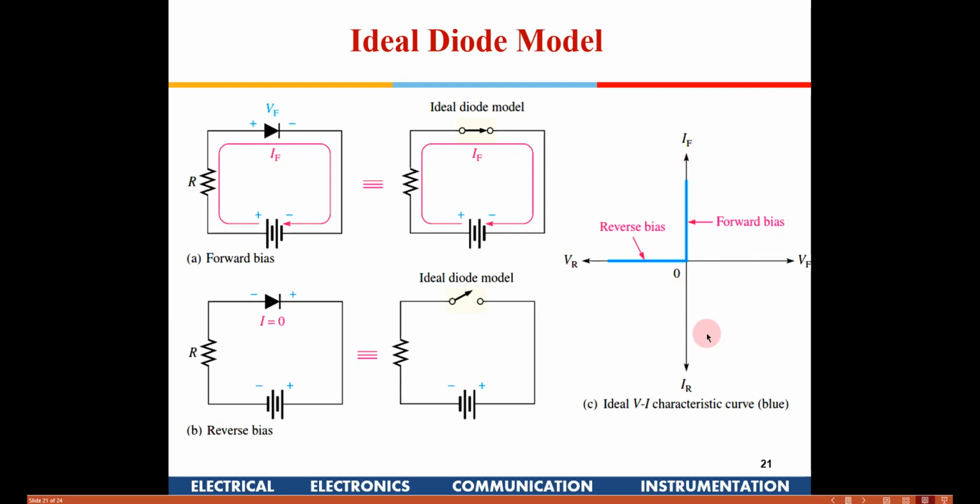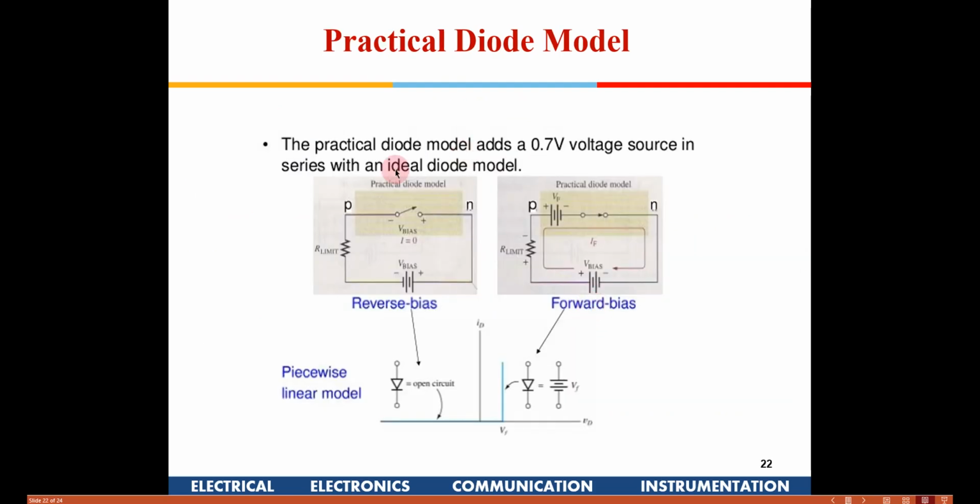This is the graph which shows the ideal diode characteristics. But in circuits like this, the forward current will get restricted by V divided by R. Is this clear to all of you? How does a diode work? Yes, sir. Okay.